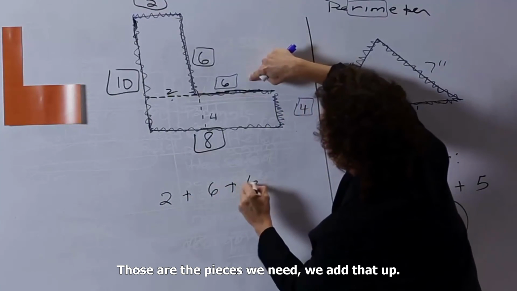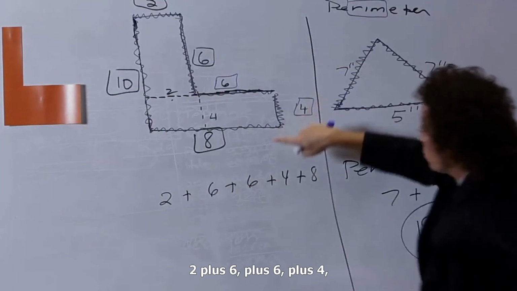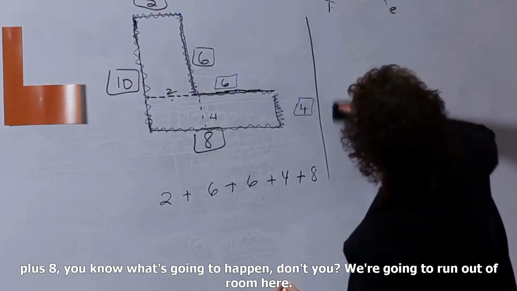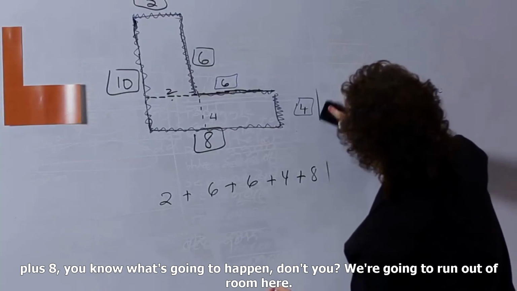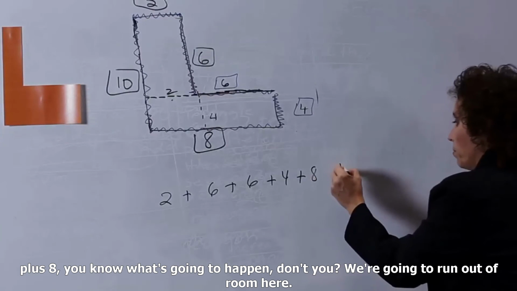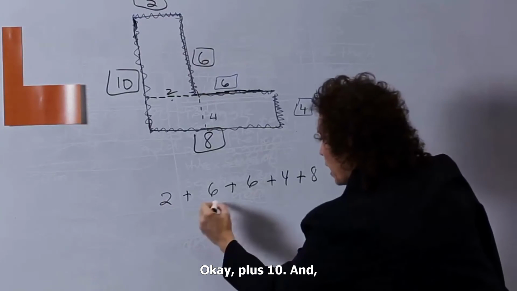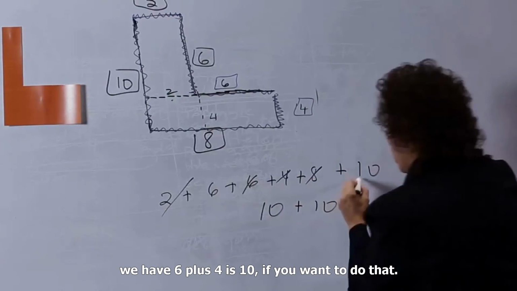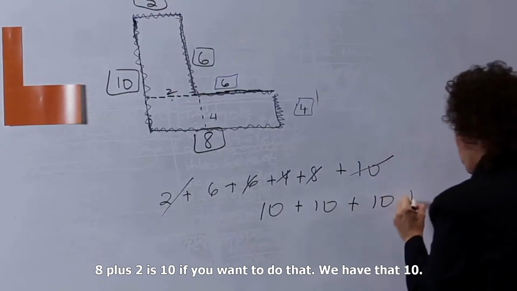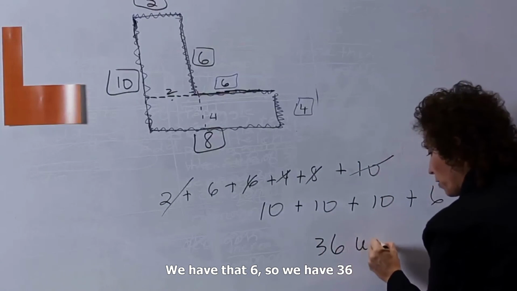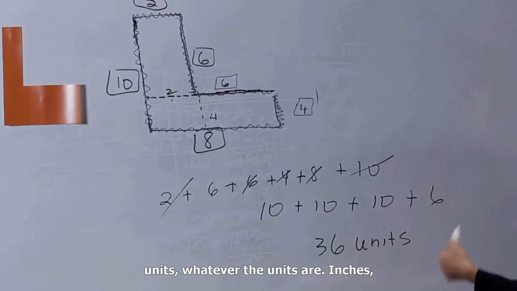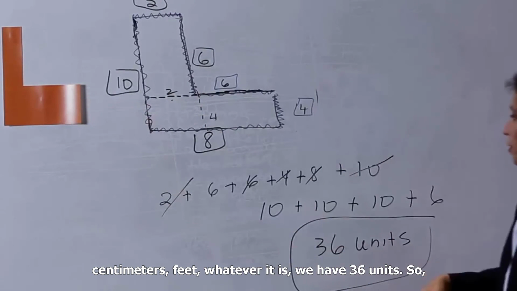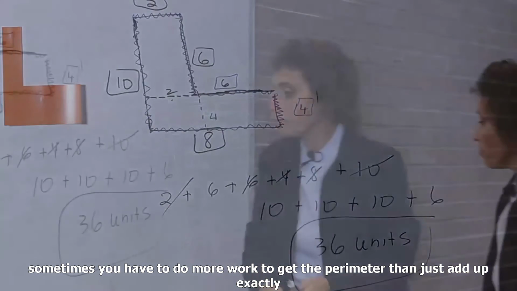We add that up. 2 plus 6 plus 6 plus 4 plus 8. You know what's going to happen, don't you? I'm going to run out of room here. Okay, plus 10. And we have 6 plus 4 is 10 if you want to do that. 8 plus 2 is 10 if you want to do that. We have that 10. We have that 6. So we have 36 units, whatever the units are, inches, centimeters, feet, whatever it is. We have 36 units.